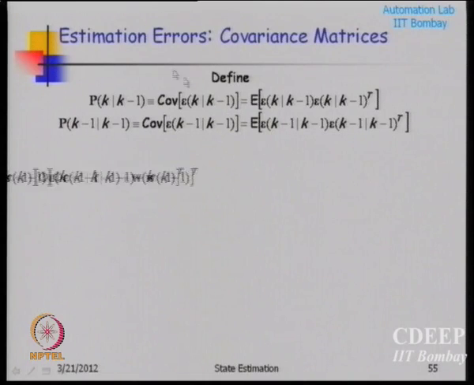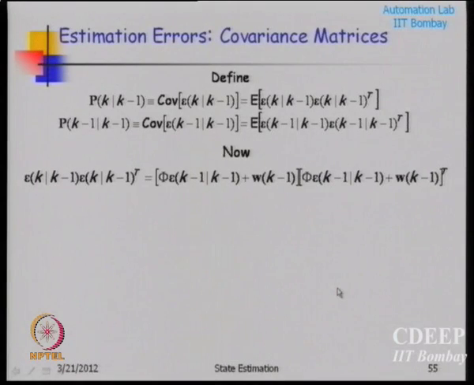Covariance matrix is defined as the expectation of ε_{k|k-1} ε_{k|k-1} transpose. Why is the mean not appearing here? Because they are 0 mean. Both the errors are 0 mean. Okay. So I just have to take ε_{k|k-1} into ε_{k|k-1} transpose.